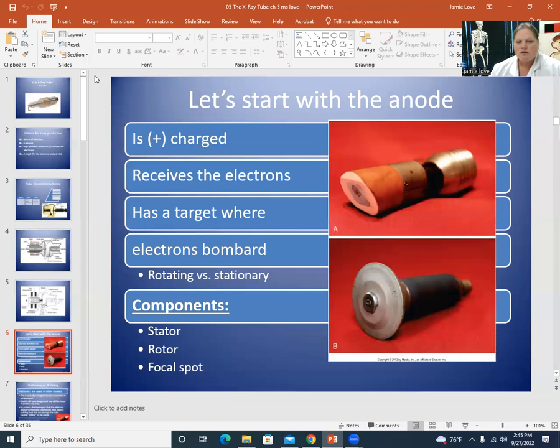So the rotor, R for rotates, it rotates. That's that part that's kind of dark gray back here. It has bearings in it to help it rotate. The stator is outside the glass. It's electromagnets that help it to rotate. We're going to look at that in a minute in a picture. The focal spot is the actual area where the electrons hit. We call that the focal spot.